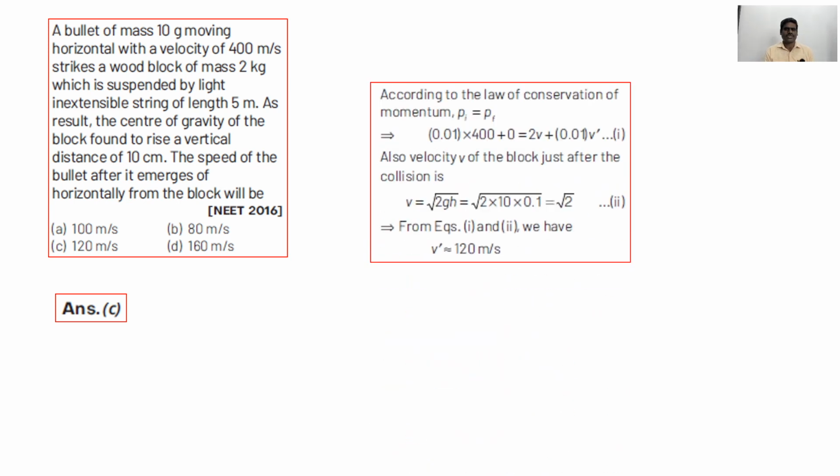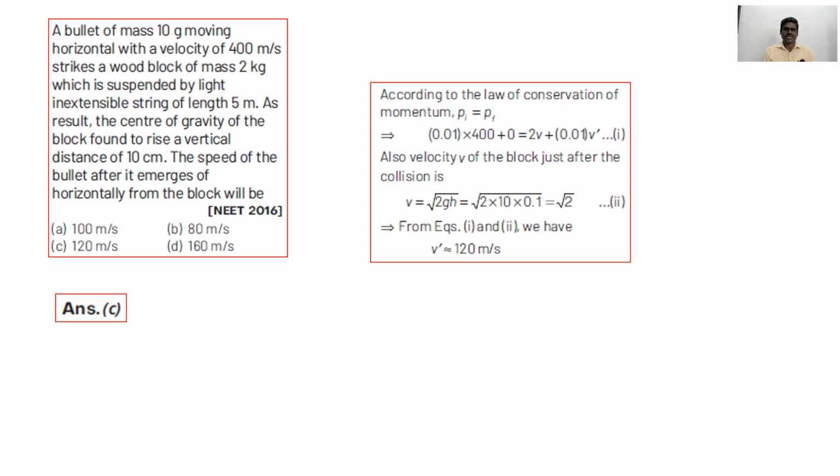From the law of conservation of momentum, total momentum is constant. That is, initial momentum equals final momentum. Initial momentum is m into v, where m is 10 gram. 10 gram converted to kilogram is 10 into 10 power minus 3, that is 0.01, into its velocity 400, plus 0, because the block is initially at rest, equals 2v plus 0.01 v dash.